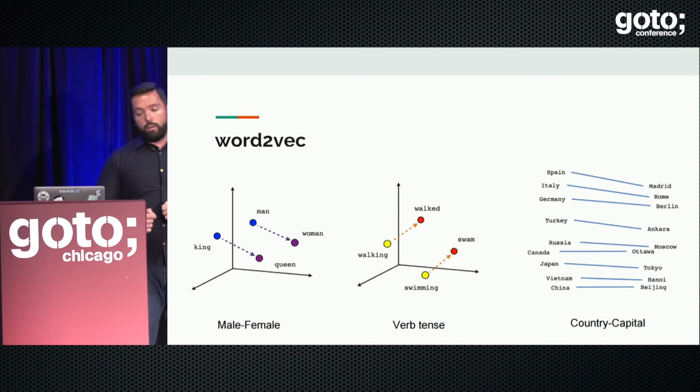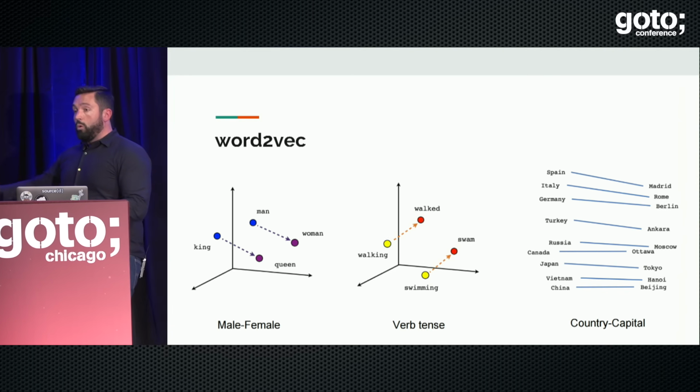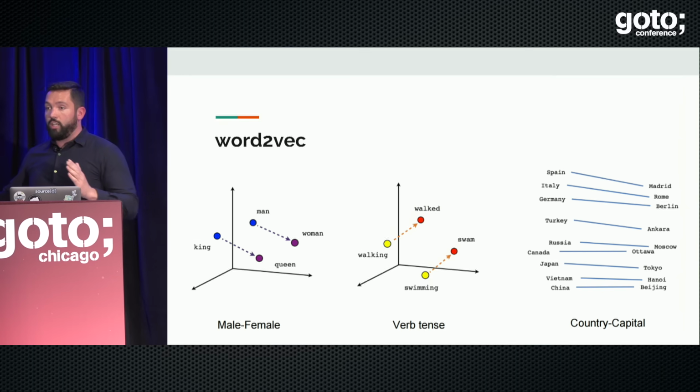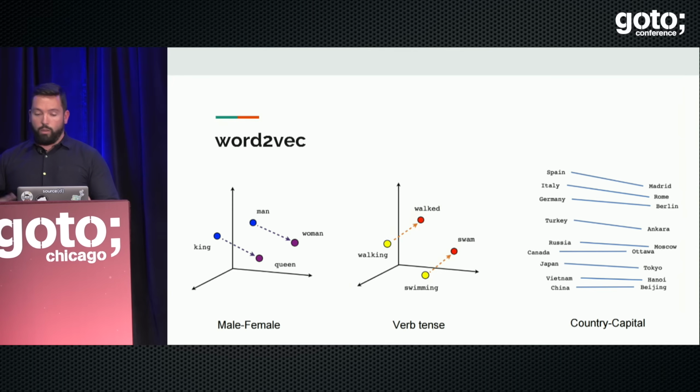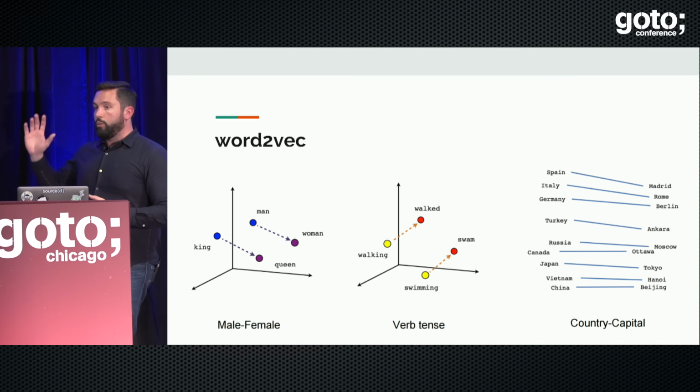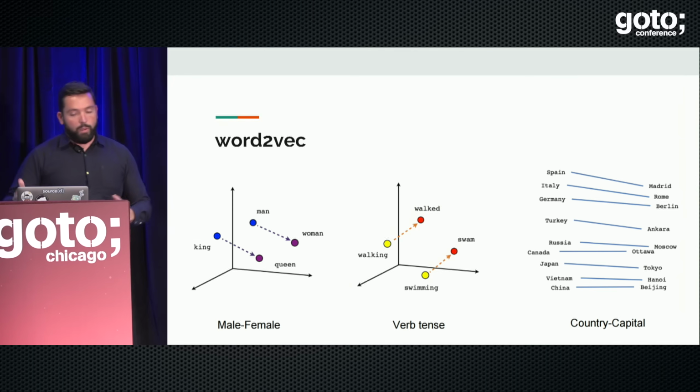So you can do things like, well, the distance between man and woman, that is actually in the direction of gender, is the same one as king to queen. Or walking to walked is swimming to swam. This is from word2vec, which is a very well-known word embedding.